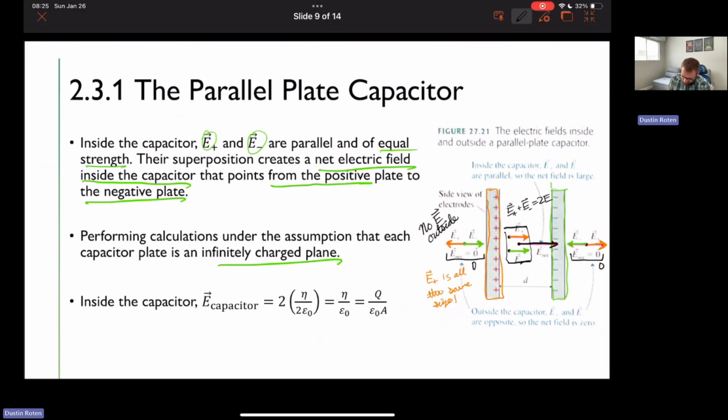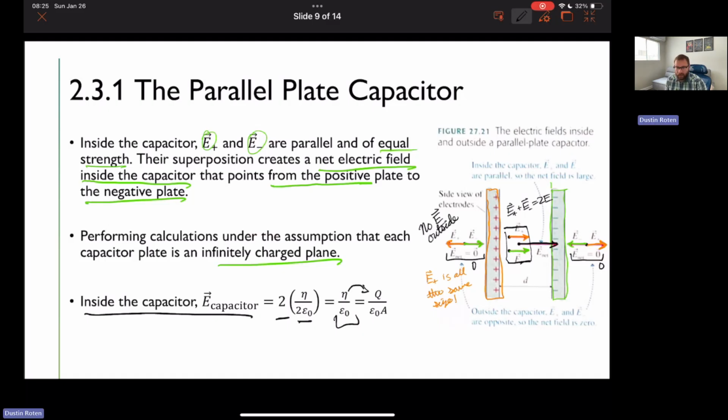Okay, so I've notated that here. Inside the capacitor, you essentially get twice the electric field from one of them because they double up. And if we plug this in and do the math, it turns out for any capacitor at all, it's just the charge density divided by the permittivity of free space, the epsilon naught.